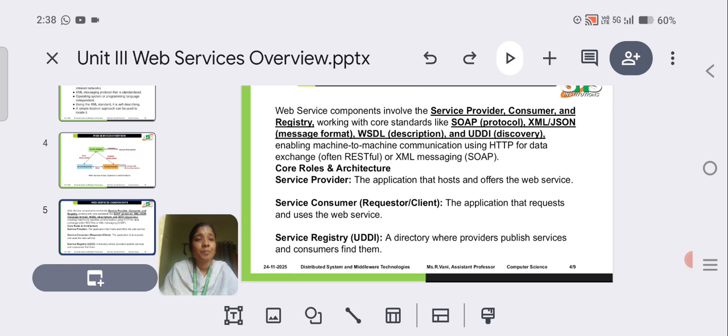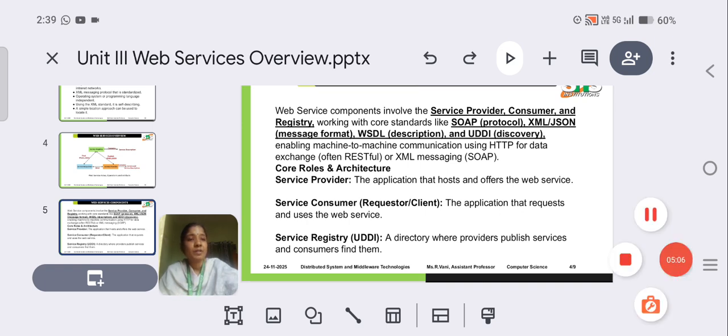In UDDI, providers publish and consumers find the information that the user needs from the service provider. These are the following web components.